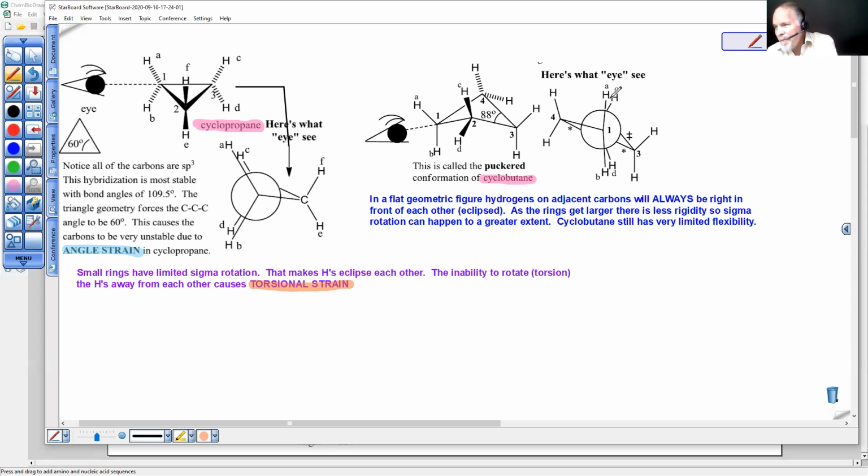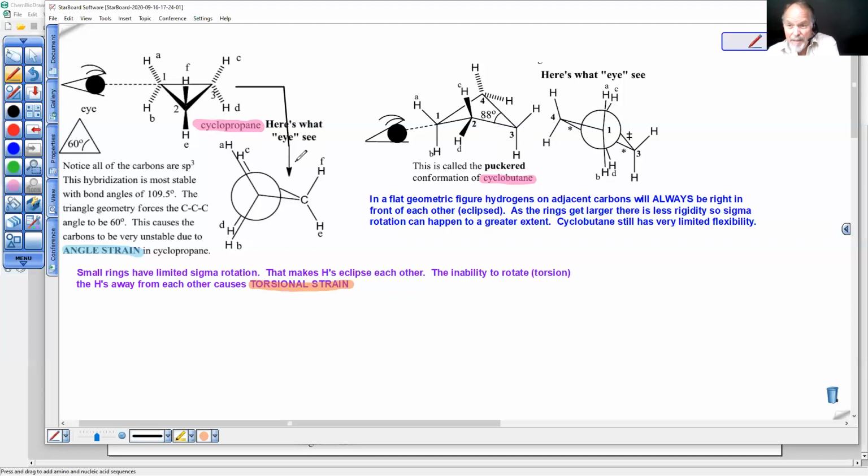We have 4 H's on top. 1, 2, 3, 4. This is eclipsed with this and this partially. And this is eclipsed with this and this partially. That's 4 sets of eclipsing on top, 4 more on the bottom. Partial eclipsing times 8 total versus total eclipsed times 6.